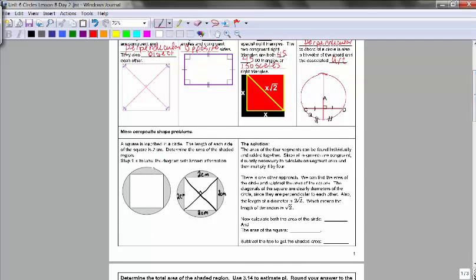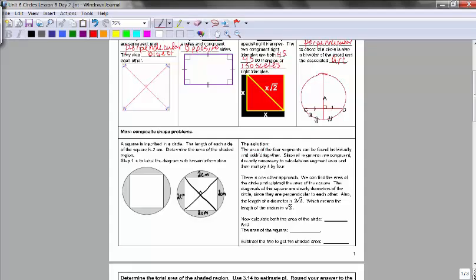Here we have a square inscribed, or inside, a circle. The length of each side of the square is 2 centimeters. Determine the area of the shaded region. Right, step 1 is always to put on the diagram the information that we know. So we label each one of these sides with 2 centimeters. And then I go up here and I get the diagonals with the perpendicular there. I'm thinking that might have helped me there.